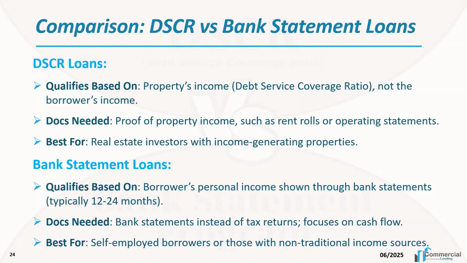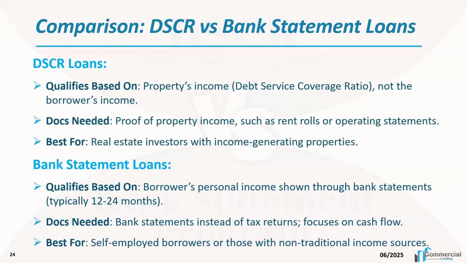If we move with the DSCR, as I already mentioned, the qualification is purely based on the property's income, not the borrower's personal income. In the bank statement loan, the borrower's qualification is assessed based on personal income verified through bank statements, and we typically require the most recent 12 to 24 months of statements for review. The DSCR requires proof of property income, like rental or operating statements, whereas the bank statement loan primarily focuses on cash flow reflected in the bank statements. With this program, income is verified through bank statements rather than tax returns.